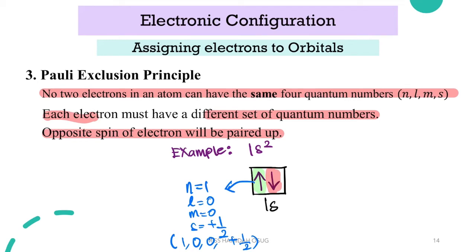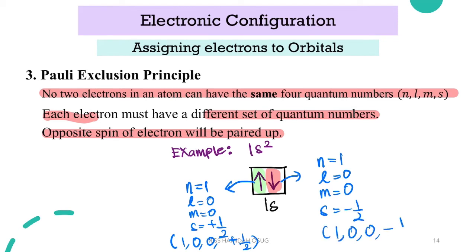Next, let's take a look at the other electron, the one pointing downward. So n will be equal to 1 and l will be equal to 0. Therefore, m is equal to 0 and s will be negative half. So the set of quantum numbers will be 1, 0, 0, negative half. So this is what Pauli said. No two electrons in an atom can have the same 4 quantum numbers, and each electron must have a different set of quantum numbers. So that's why when we pair up the electrons in the orbital, they must be in opposite spin.